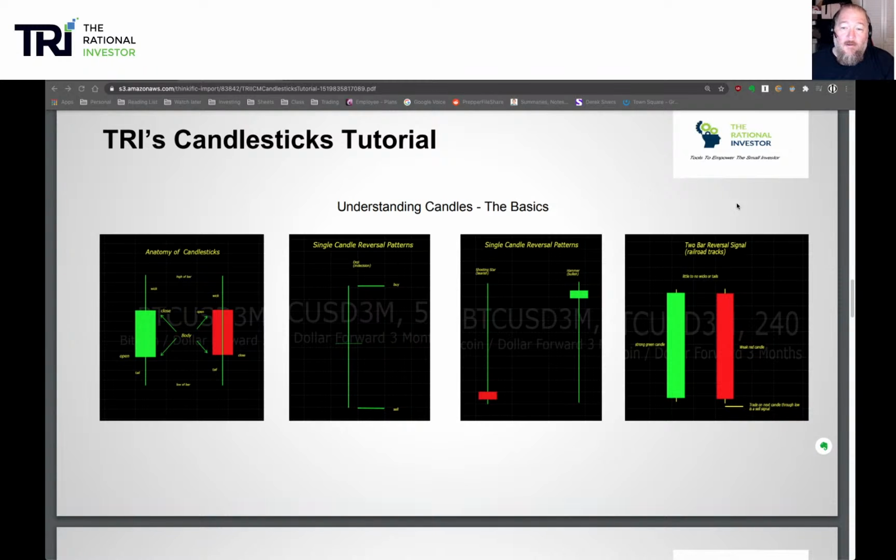The two bar reversal signal is the one that we look for. We're going to talk about a few other ones, but one of the ones we look for because it's very, very powerful is where we see this here. We see two candles. This is a bearish reversal signal because price went up and then moved over here and then moved down.